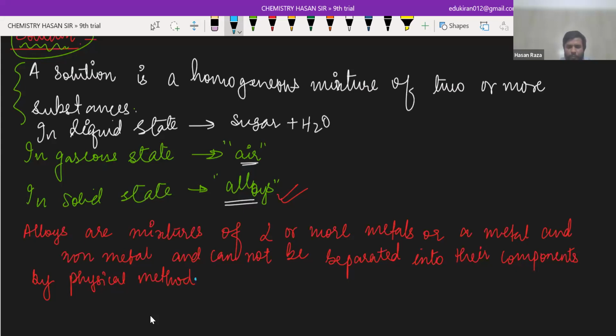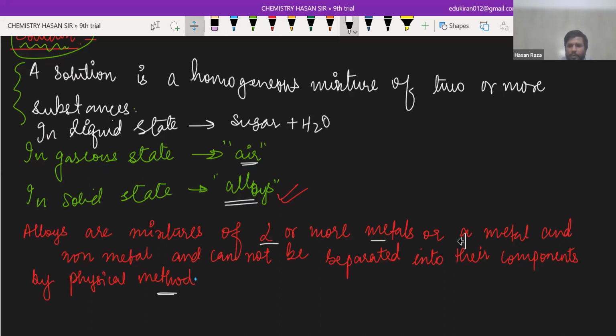So finished. Very good. Are you finished with the alloy part as well? Yeah. So basically, what is an alloy? Alloys are mixtures of two or more metals, or a metal and a non-metal, and they cannot be separated into their components by physical methods. With the help of chemical methods, you can do that. Is that clear? Yes, sir.